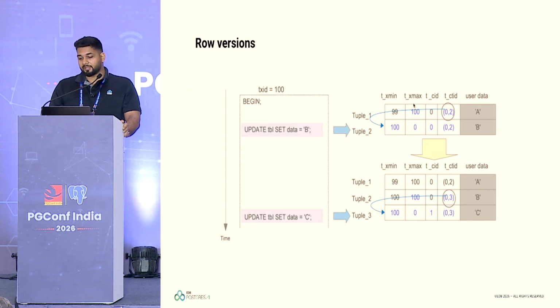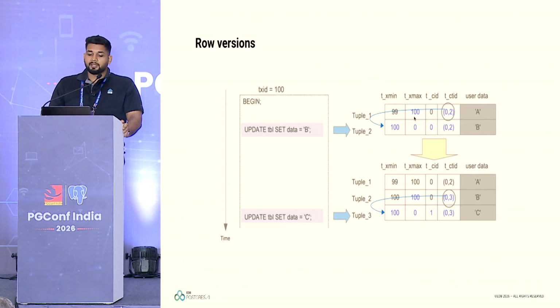So the update in Postgres is executed as a delete plus insert. 100 is the transaction ID that deleted this particular row, and a new version of that row got created with the same XID, that is 100. You can also see that now the line pointer is pointing to the new tuple. So the old one is now dead and the new one is live, assuming that this transaction goes ahead and commits itself in the future.